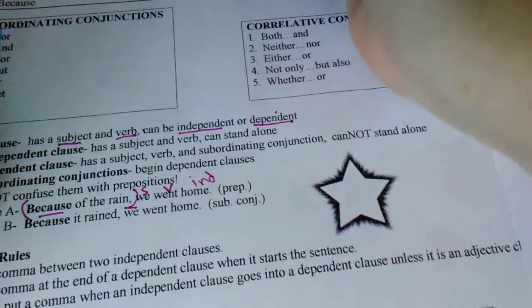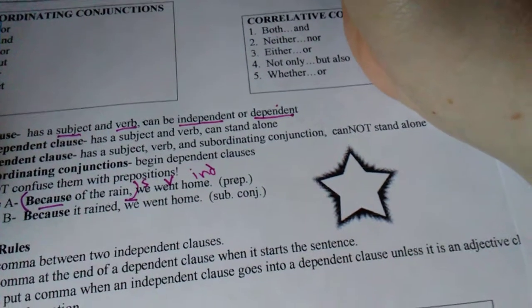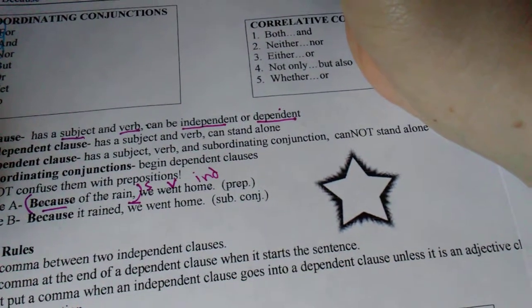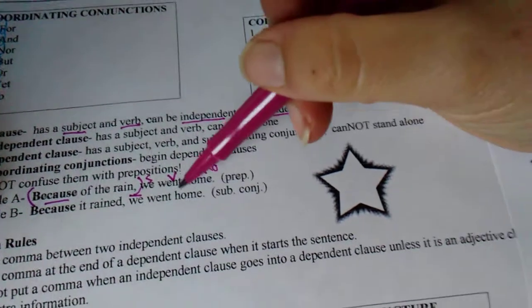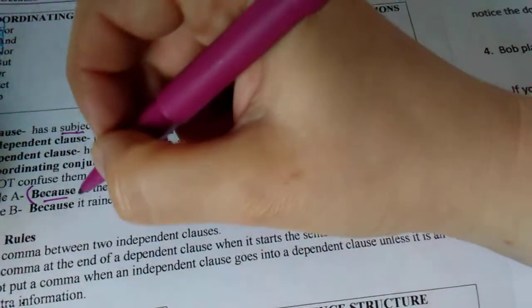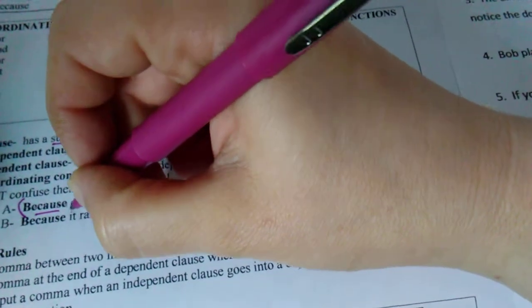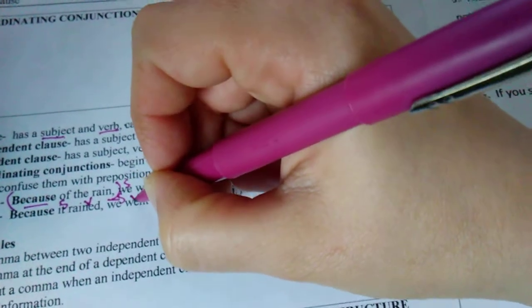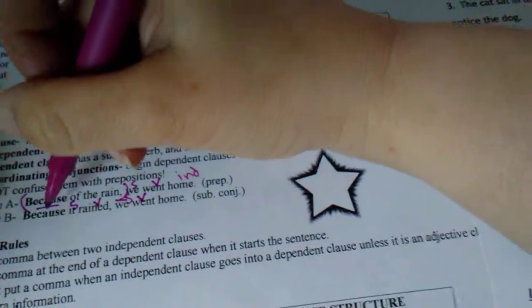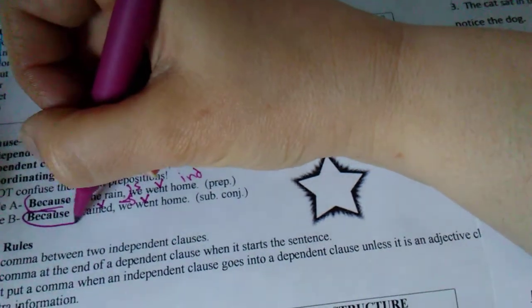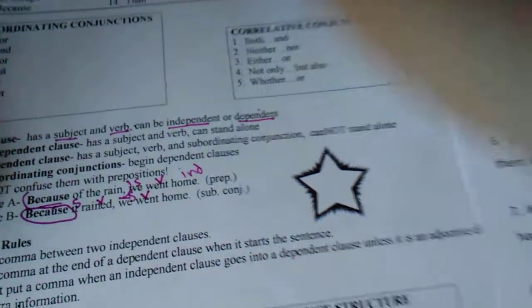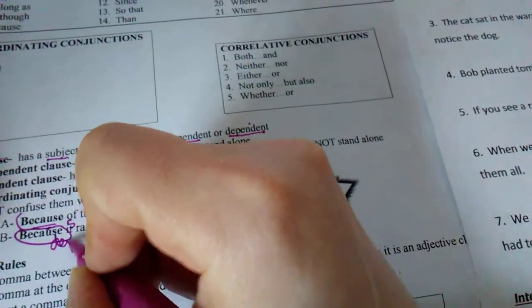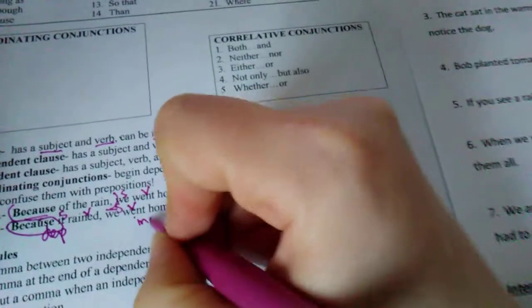It does have a comma there because when you start a sentence with a prepositional phrase, you do put a comma. Okay, our example B, it has because again, and it's a very similar sentence. This time, though, that's a subject, that's a verb, that's a subject, that's a verb. Here, because it comes with a subject and verb, it is a subordinating conjunction, and that means this clause is dependent and this clause is independent.